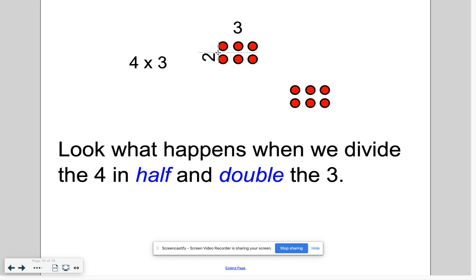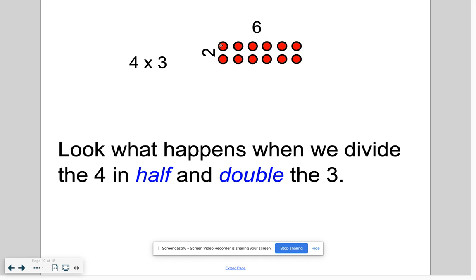So there's my 2. And my 3, I'm going to double my 3 and make it a 6. Double means timesing it by 2. So here I have 2 rows, 6 columns. But you'll notice I haven't gotten any more dots. The dots are the same. The answer is still 12. So I've basically taken the 4, divided it in half to make it 2, taken the 3, doubled it to get 6.